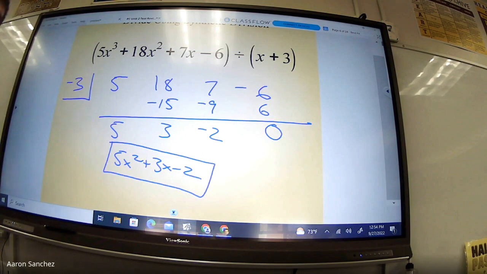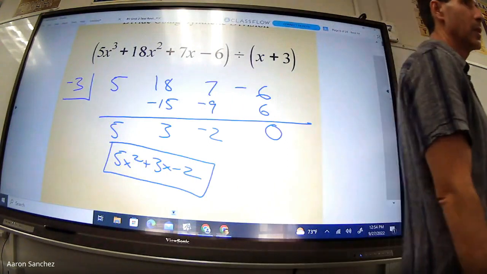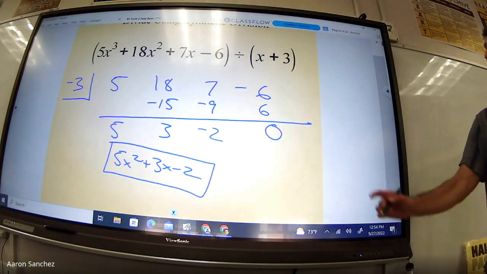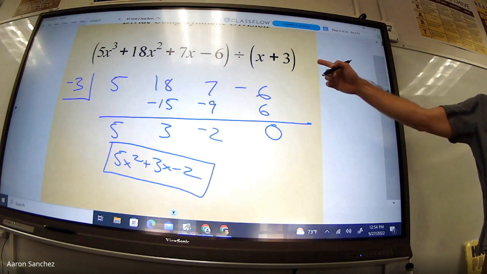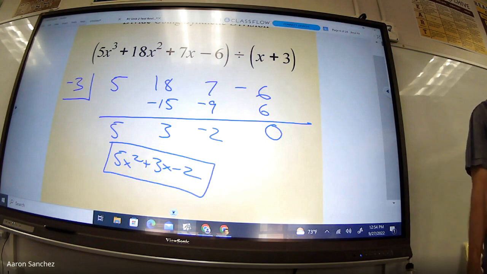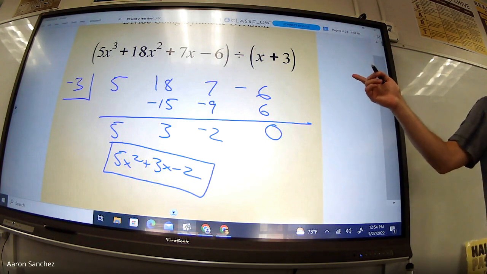I feel like I can move on. Yes, Jackson. If I'm asking you to divide, it will be divisible. It should have a 0 at the end. Okay? That's just if it's a straight up division problem.